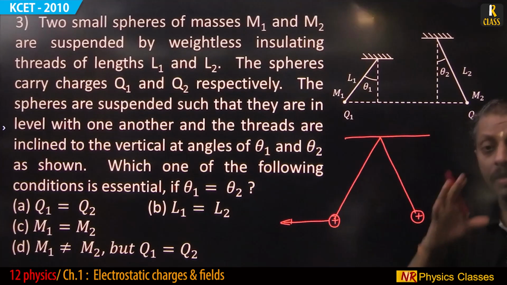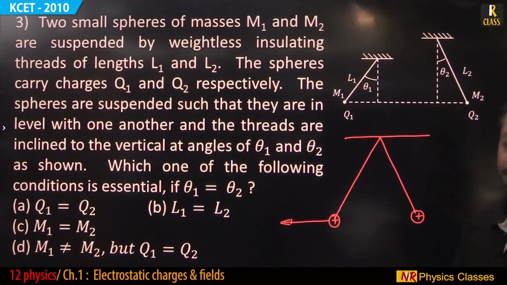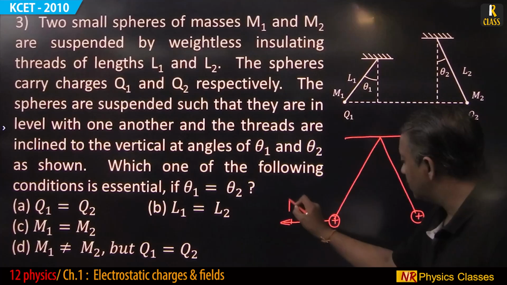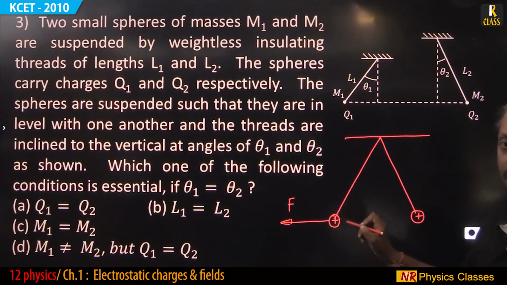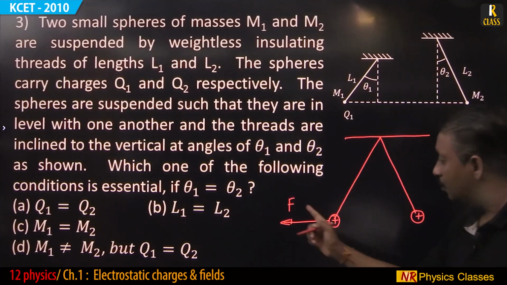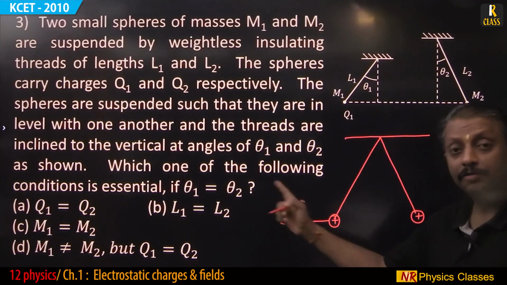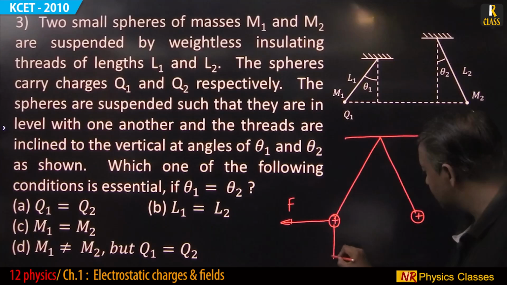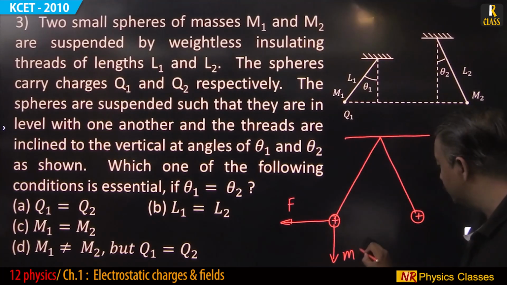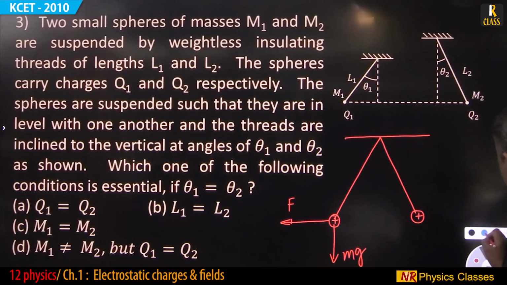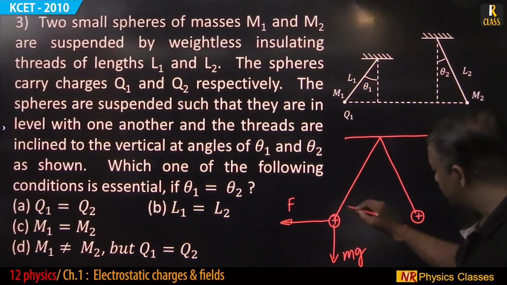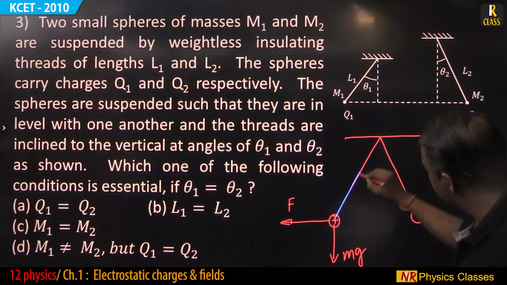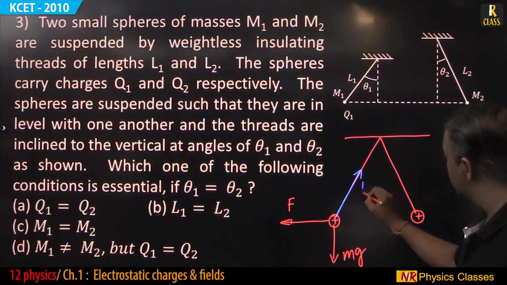First, we should find forces associated with the system. This is Coulomb's force, F. If charge is asked, you have to find force, and that force will have charge term. Next, this is weight, mg. Because of these two, there is tension in the string. So this is the tension T.